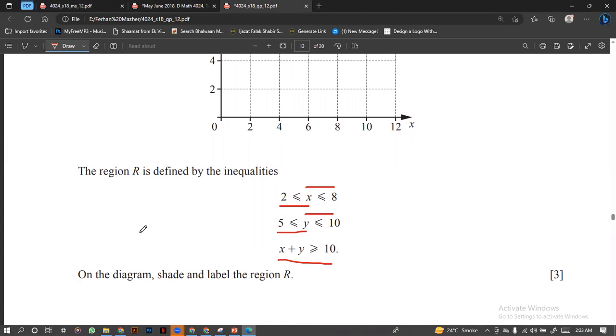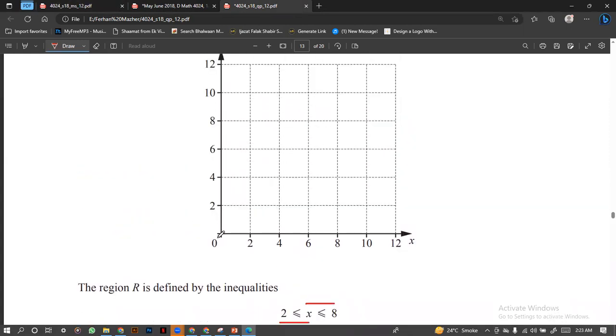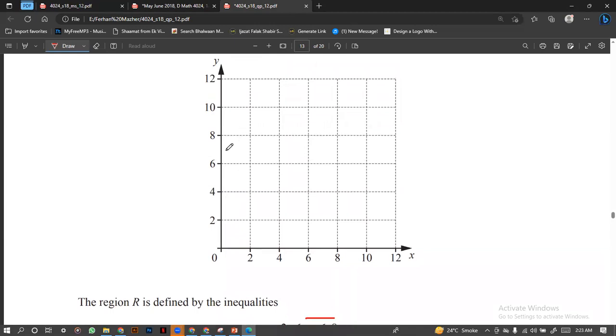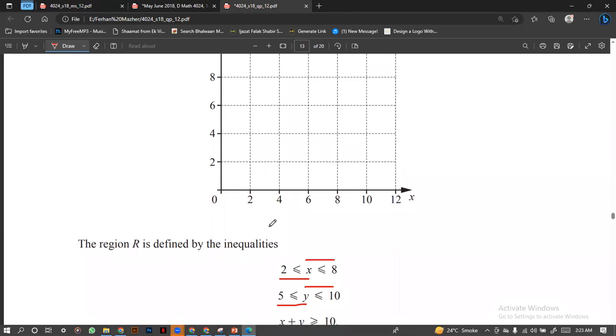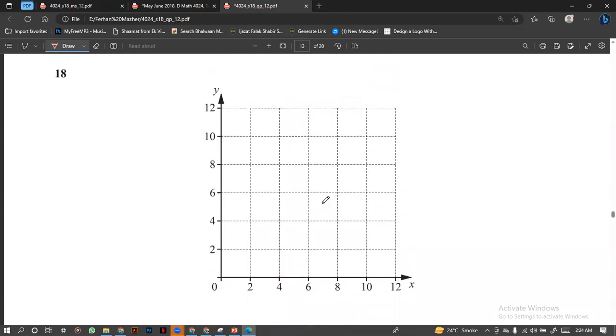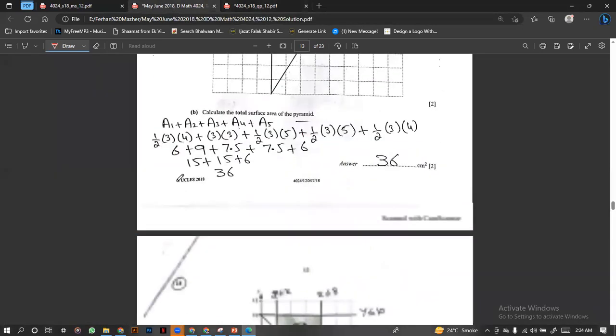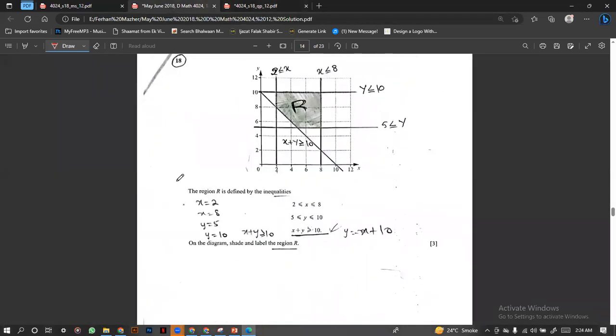So we will draw these lines. X equals to 2 is this line. And then we have x equals to 8. That will be this line. And then we have y equals to 5. That will be a line here. And then y equals to 10. That will be a line here. And then for this, I will draw a little table. And just by making a table, you can draw this.